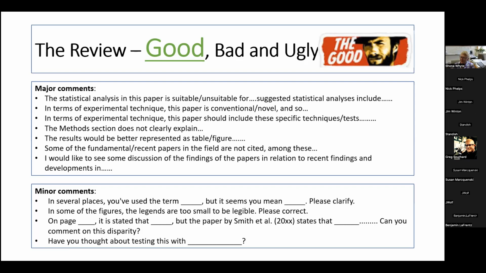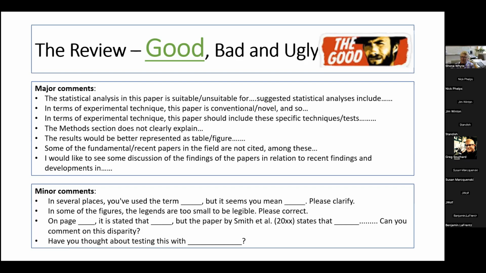If the researcher is trying to investigate a specific question, and you know that they should be using test X and they haven't done that, then that's what should be specifically stated in the review. The methods section does not clearly explain, and then say what it is. The results would be better represented as a table or a figure, and then say why.